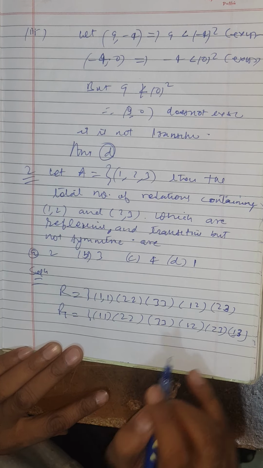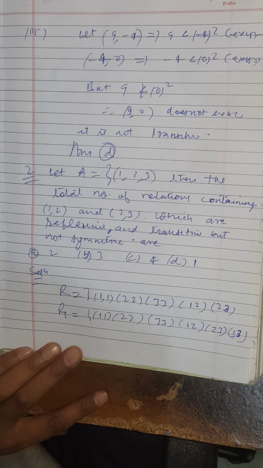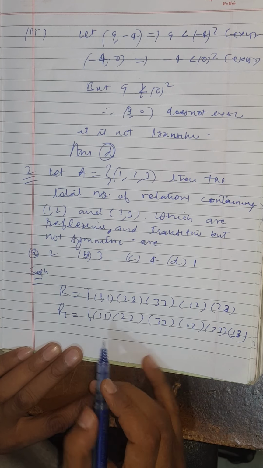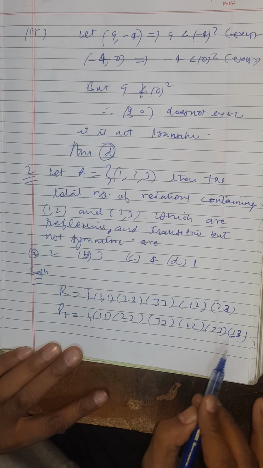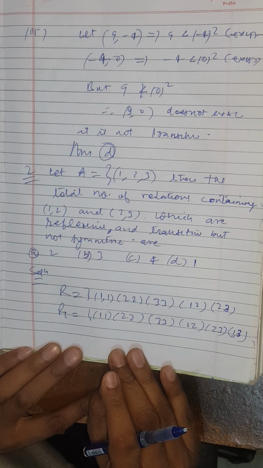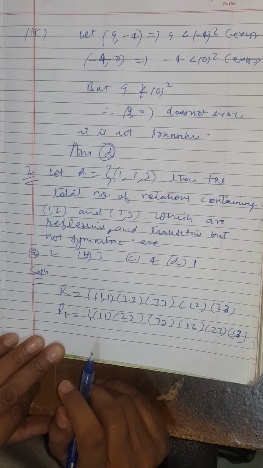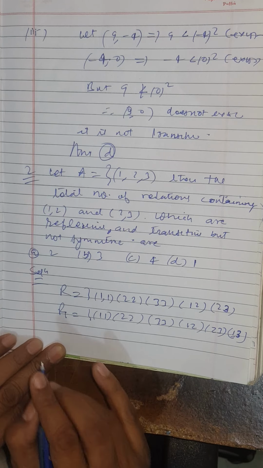That is the first relation R1. So how many ordered pairs are there now? There are 1, 2, 3, 4, 5, 6. There are 3 ordered pairs left. What are the ordered pairs left? That is (2, 1), (3, 2) and (3, 1) ordered pairs left here.